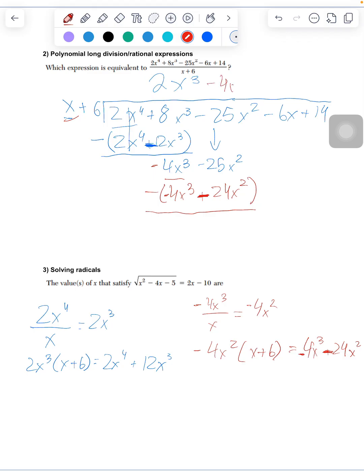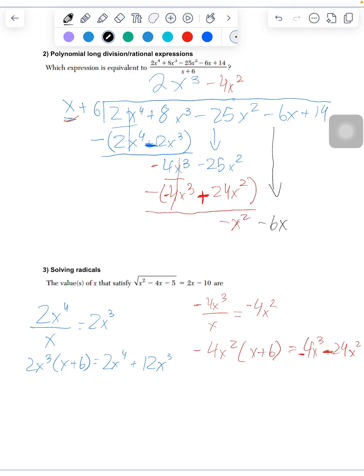Minus 4x squared. All right. So let's do that. Negative is positive, so these two cancel out. Negative 4x cubed plus 4x cubed, 0. So now I have a minus 25x squared minus, so minus is plus. Minus 25x squared plus 24x squared, minus 25 plus 24, all I have is minus x squared left over here. All right, let's put it on a different color. And now I'm going to bring down my minus 6x, so minus 6x.